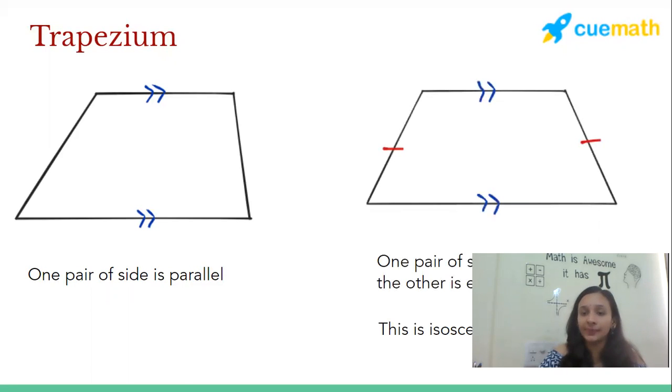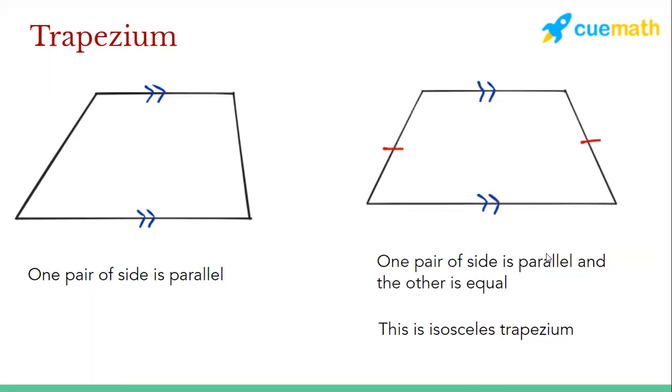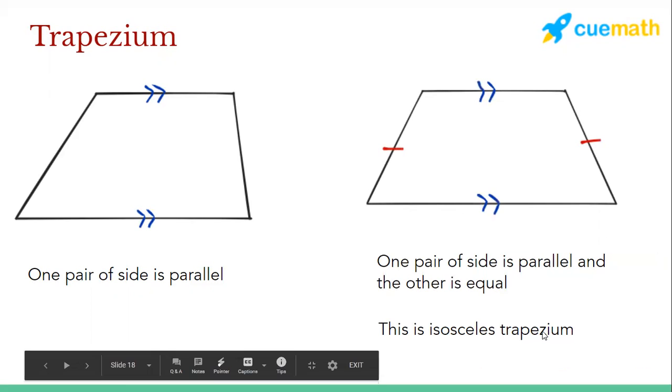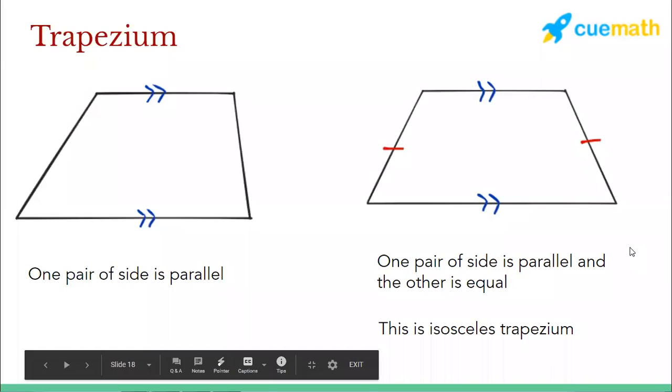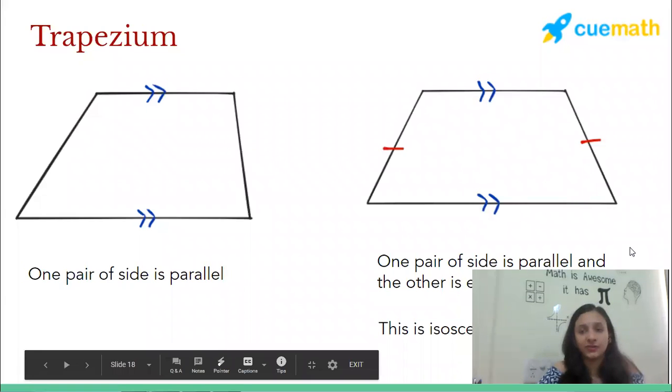Then you have another type, which is called the isosceles trapezium. In an isosceles trapezium, one pair is parallel, which is highlighted in blue already. This one is parallel to this one. The remaining two sides, which form another pair, are equal. So these two are parallel, and these two are equal in length. That's the basic difference between a normal trapezium and an isosceles trapezium. I hope you have gotten it. So this is what we have to do with trapeziums and isosceles trapeziums.